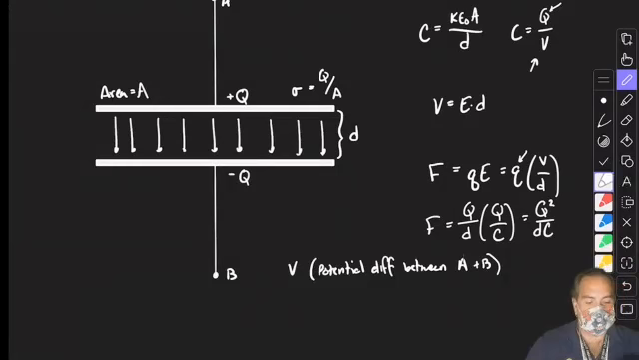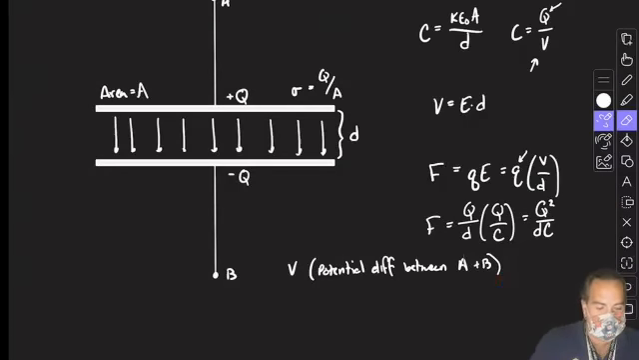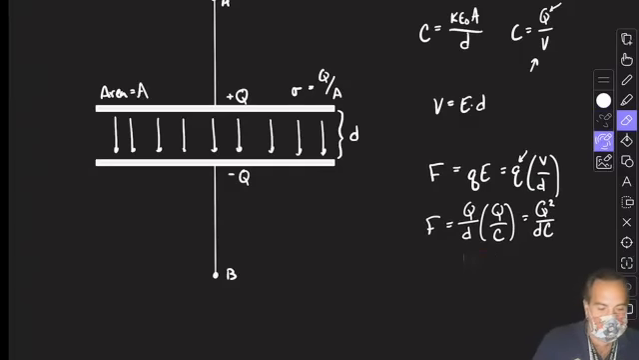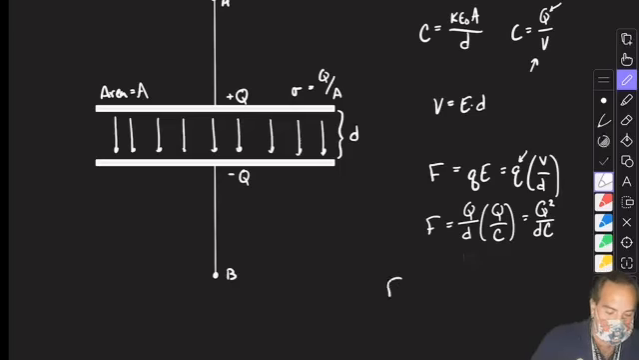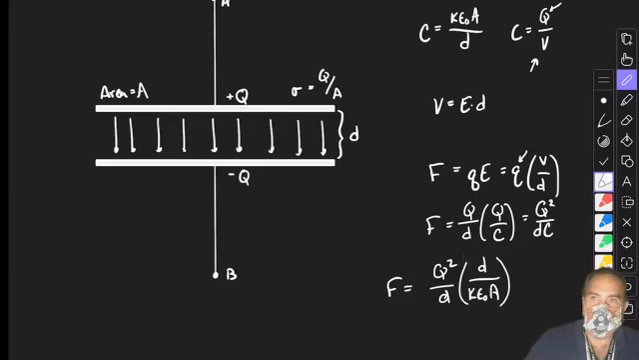Now, maybe I'm not allowed to have it in terms of the capacitance. Maybe I have to have it in terms of the area of the capacitor. Well, I was told it was a parallel plate capacitor, so I've got an expression. I can put that in for C now. So when I do, I'll get that the force on the plate is equal to Q squared over D times D over kappa epsilon naught times the area of the plate. The D's cancel here, and I get this curious response where I get Q squared over kappa epsilon A.